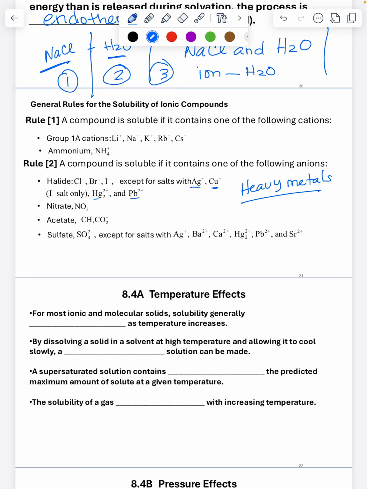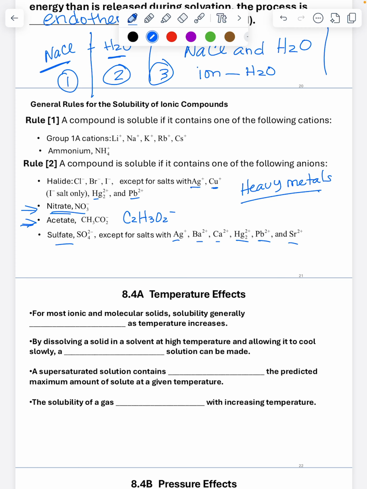A compound is always soluble if it contains nitrate, so that would be something to keep in mind. It's always soluble if it contains acetate, and acetate you may see written this way as well. It's kind of confusing because there's two ways to write it. And most things that contain sulfate are soluble except silver, mercury, and lead. And there's a few other possibilities here too. So be on the lookout for silver, mercury, and lead. And most of the time those are insoluble compounds.